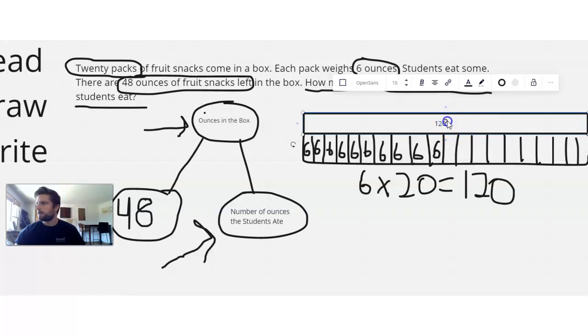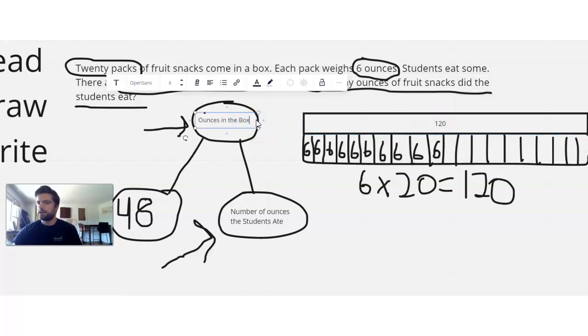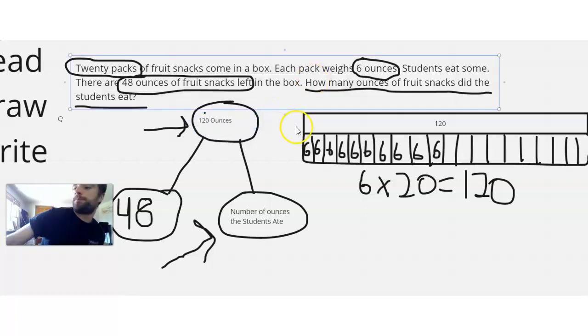For some reason, I cannot get rid of the question mark. There we go. So the box started with 120 ounces. Okay, so we know that there are 120 ounces in the box to start with. So we're going to change this ounces in a box to 120. We already know that. Now, my friends, we have a much easier problem.